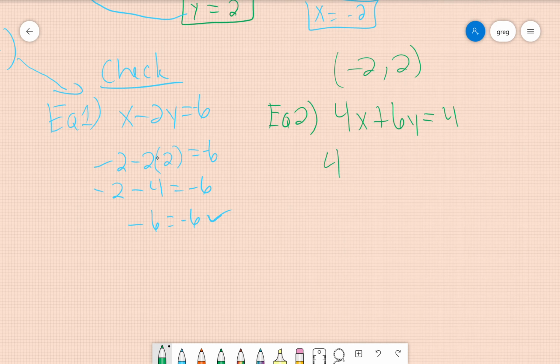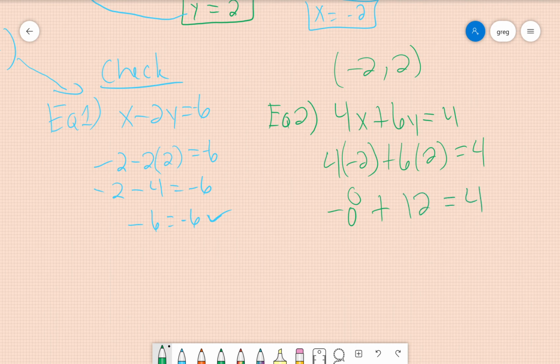4x and negative 2. You put those together, or you put negative 2 in parentheses. Okay, that makes sense. And then 6y times 2, so 6 times 2 equals 4. And then you multiply. What is it? Negative 8. There you go. Take your time. We got it. Plus 12, equals 4. What's negative 8 plus 12, or what's 12 minus 8? 4. There you go. Equals 4. There we go. That's the check.